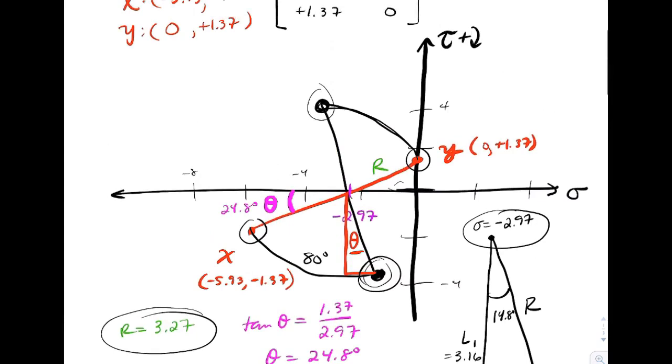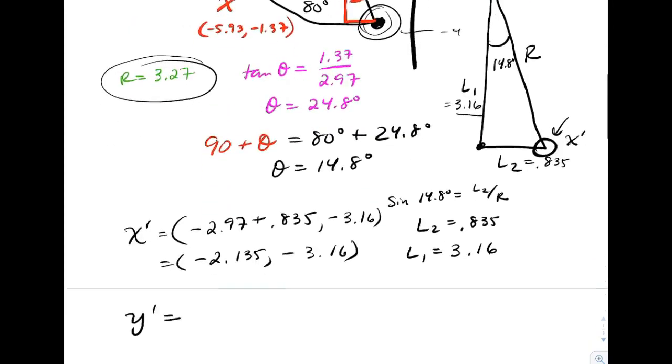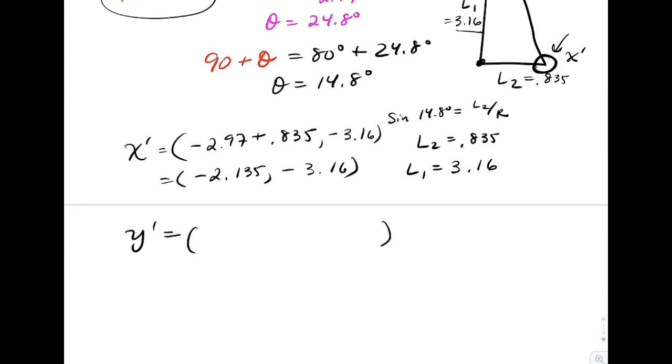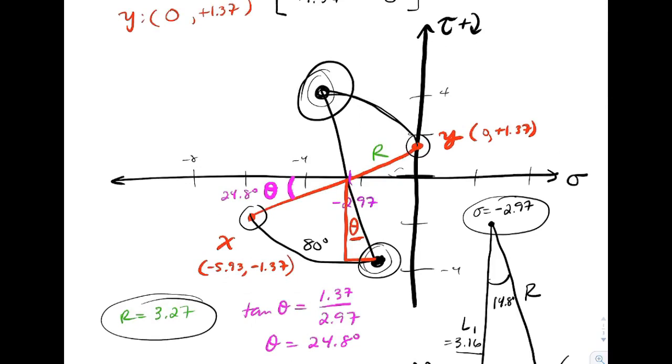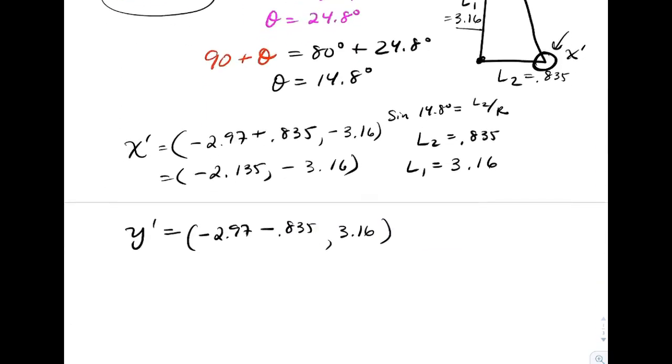And whether or not we realize it, that y prime point has also been defined. And so we would know the shear stress is going to be the negative of what we found above. But the normal stress would be minus 2.97 minus 0.835. Let's look here. There's the center at minus 2.97. We would go back the distance L2, so we would subtract 0.835 from it. So the total location would be minus 3.81, plus 3.16.